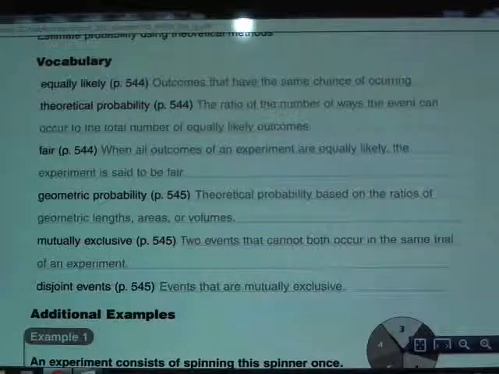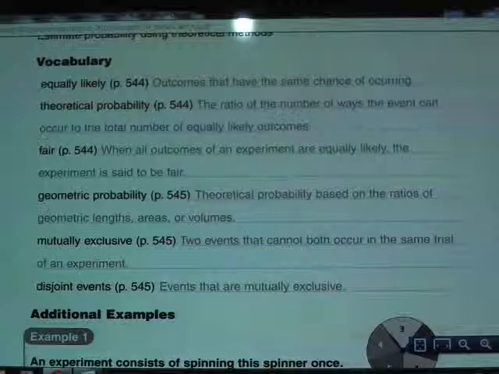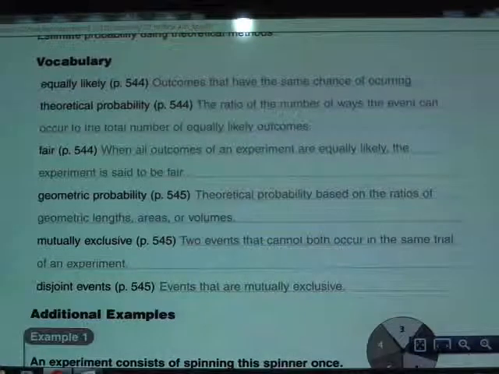Again, quickly from the top, equally likely: those are outcomes that have the same chance of occurring. Theoretical probability is the ratio of the number of ways the event can occur compared to the total number of equally likely outcomes. Fair: when all the outcomes of an experiment are equally likely, the experiment is said to be fair. Geometric probability is theoretical probability based on the ratios of geometric lengths, areas, or volumes. Mutually exclusive: two events that cannot both occur in the same trial of an experiment. And disjoint events are events that are mutually exclusive.